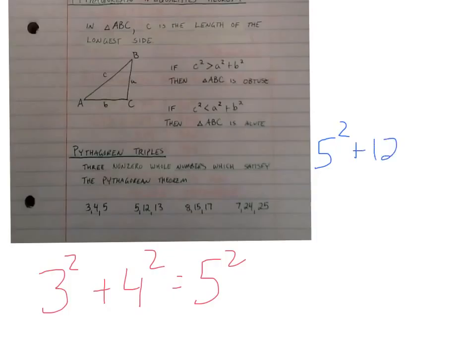For now, let's take one last look at something about the Pythagorean theorem. There are certain sets of numbers which are called Pythagorean triples, and this occurs when three non-zero whole numbers satisfy the Pythagorean theorem. For example, 3 squared plus 4 squared equals 5 squared. So 3, 4, 5 is a Pythagorean triple. Or 5 squared plus 12 squared is equal to 13 squared. That is also a Pythagorean triple.